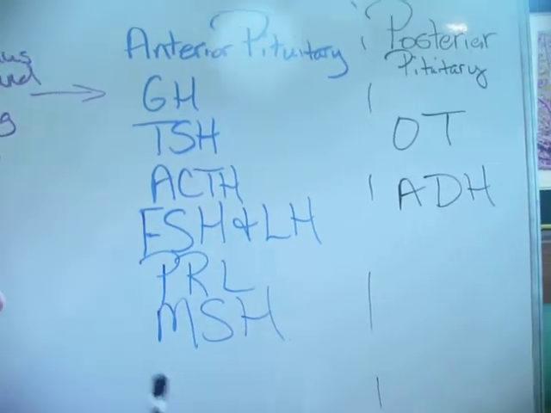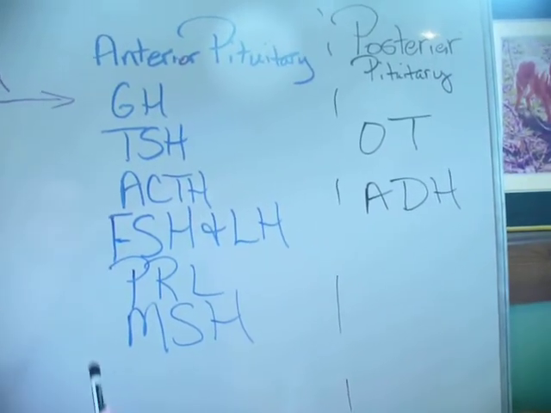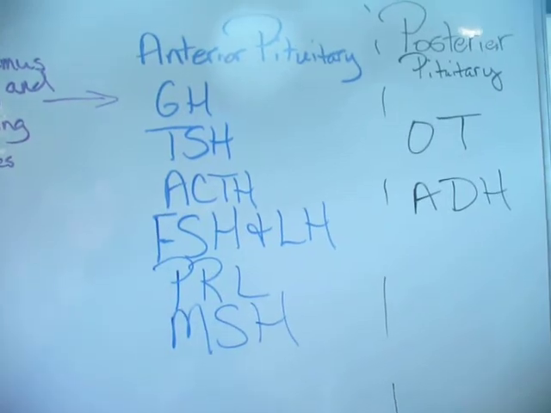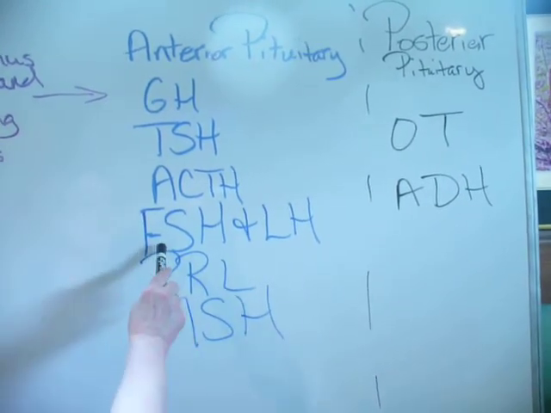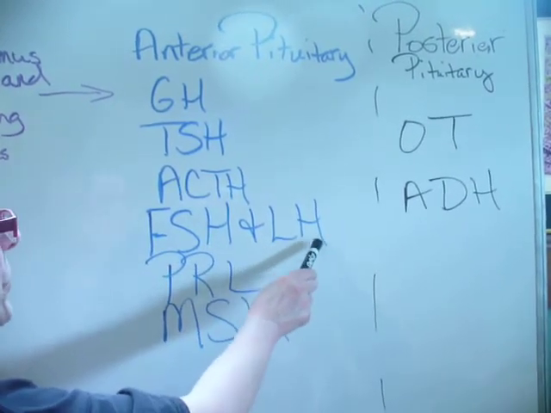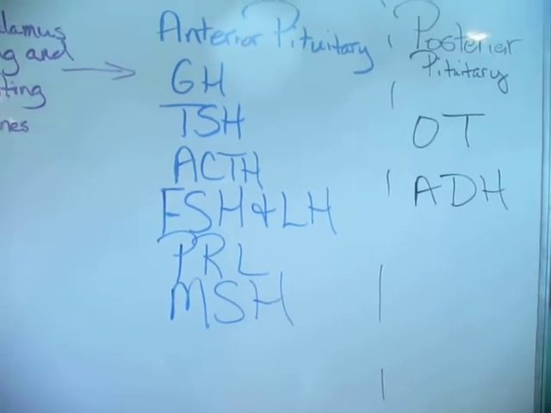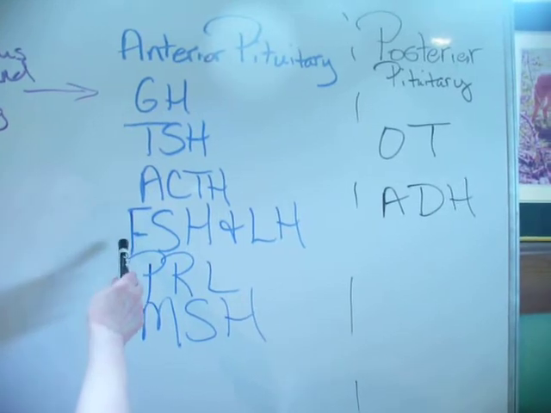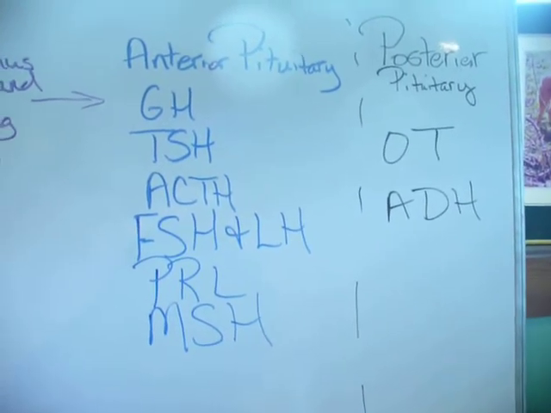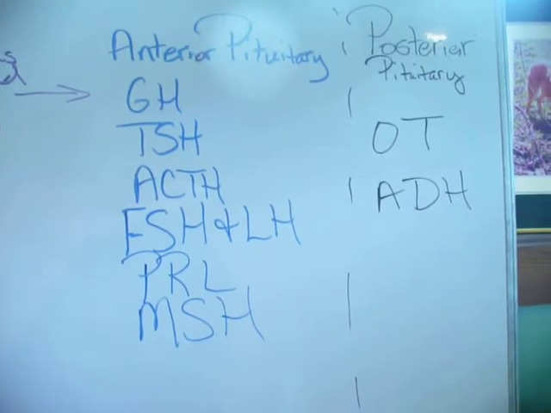Then the gonadotropin releasing hormone, GnRH, is involved in reproductive hormones, follicle stimulating hormone and luteinizing hormone. And depending on if the individual is a male or a female, they're going to have an impact on the ovaries or the testes.